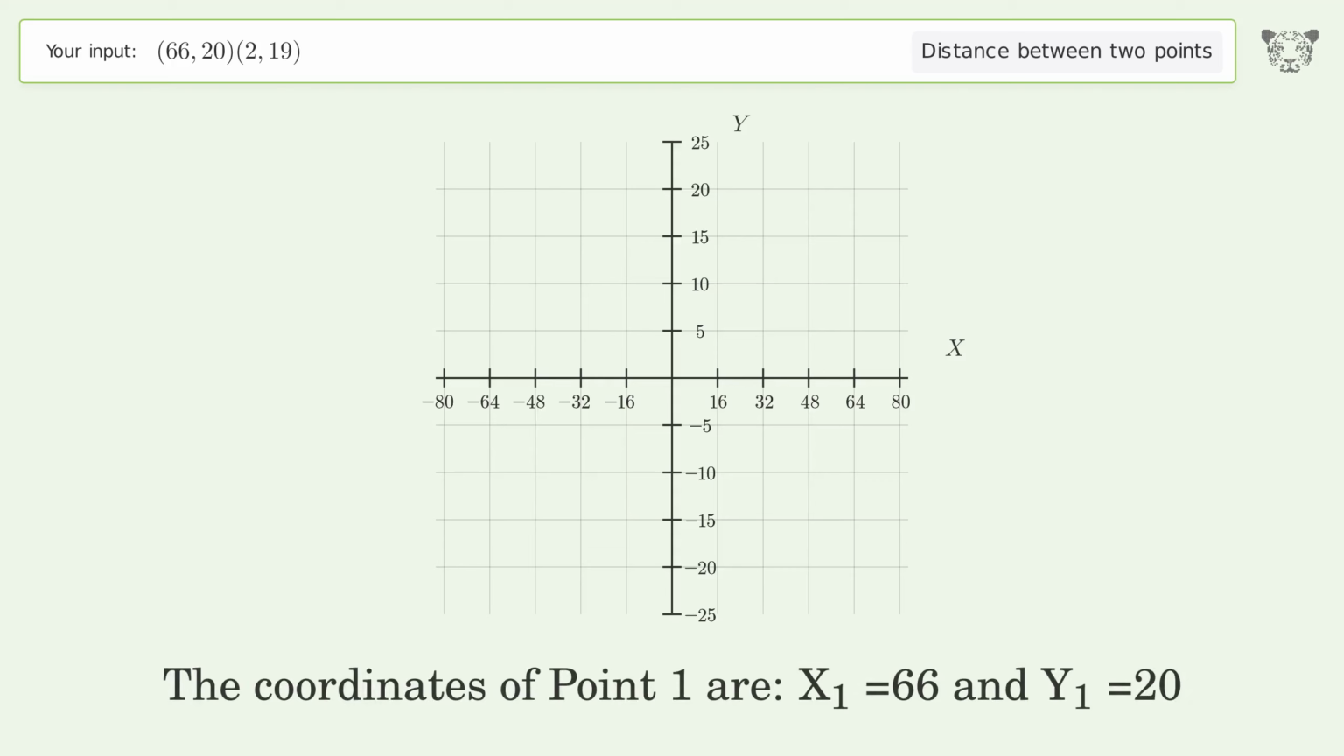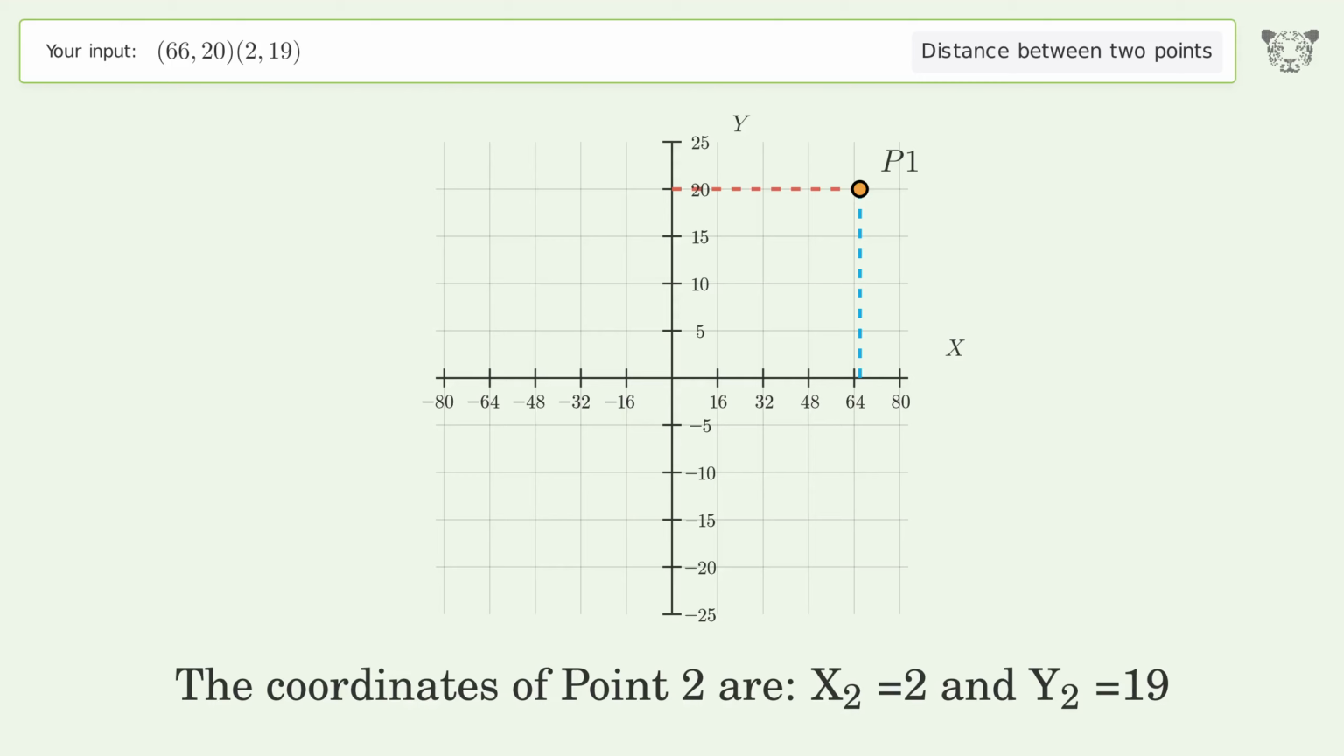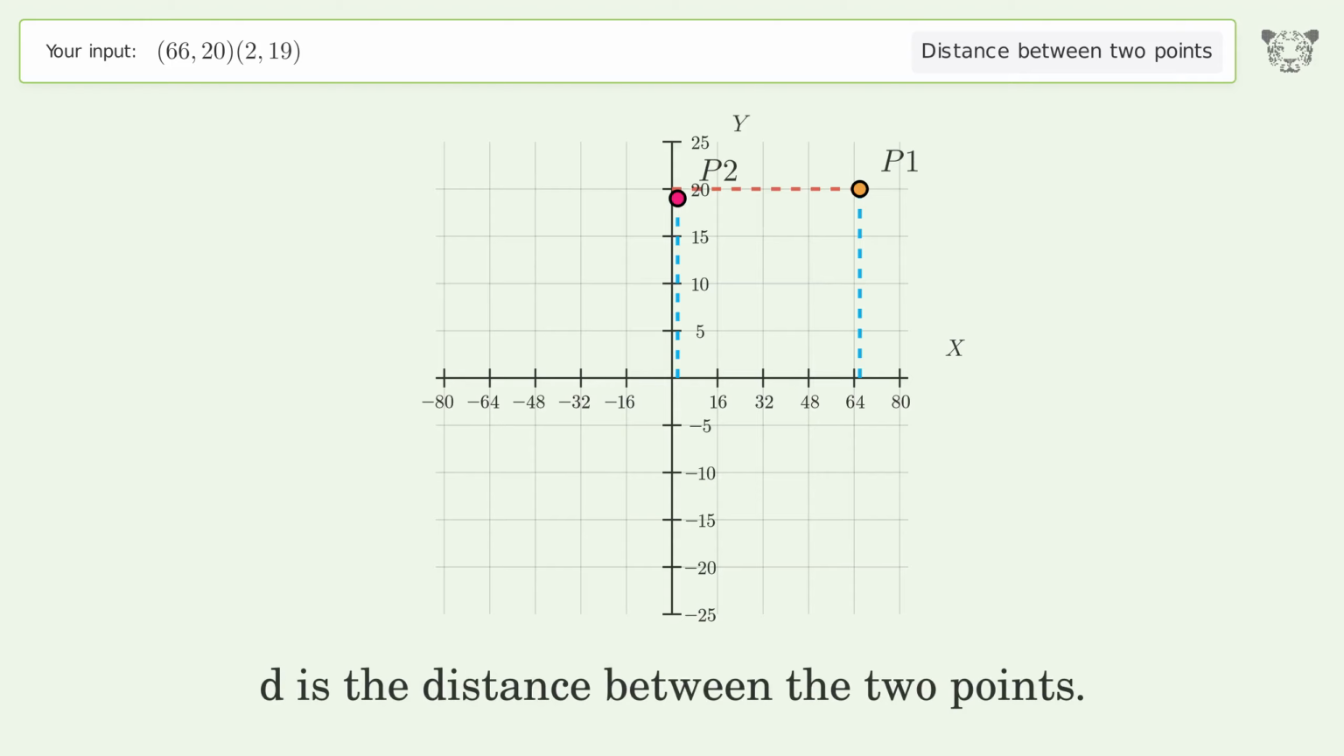The coordinates of point 1 are x1 equals 66 and y1 equals 20. The coordinates of point 2 are x2 equals 2 and y2 equals 19. D is the distance between the 2 points.